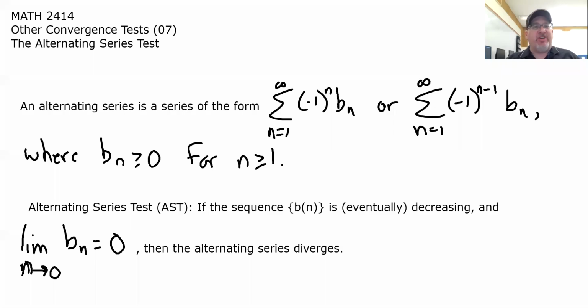Math 2414, other convergence test video 7, the alternating series test. For the students in my current class, this is the beginning of section 8.4. Let's start by first defining what we mean by an alternating series.